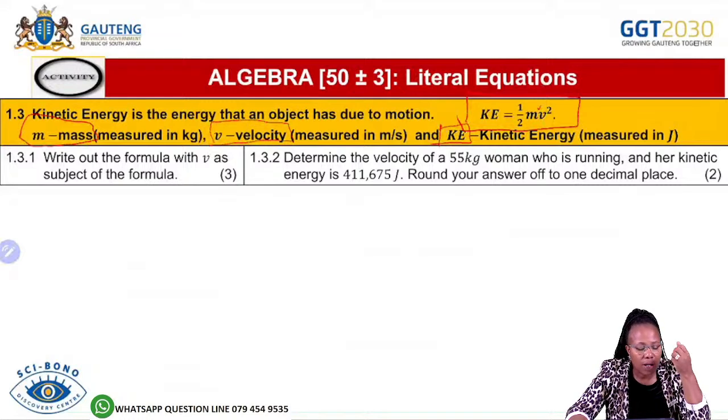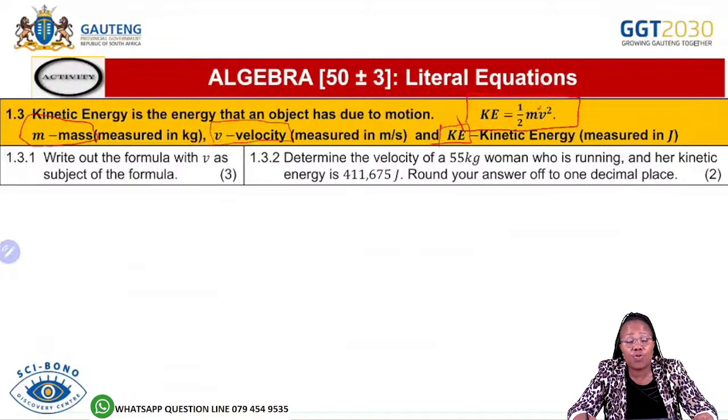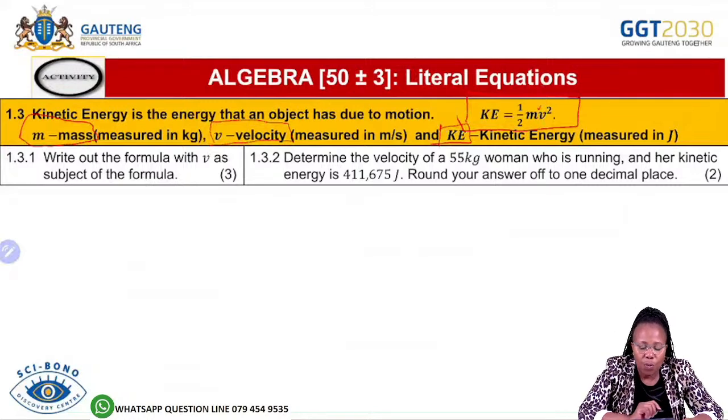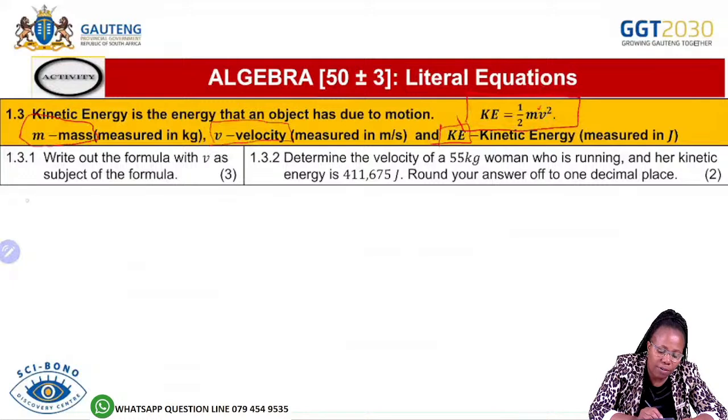Now, 1.3.1 says: write out the formula with V as the subject of the formula. That will be the case in grade 12 in most of your papers. If you look at this type, they will be asking you to make one of the letters the subject of the formula. We are working mostly with letters here, okay? Now, we want to make V the subject of the formula that is given to us, which is Ke, kinetic energy, is equal to half mv squared.